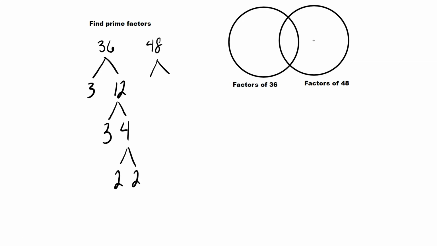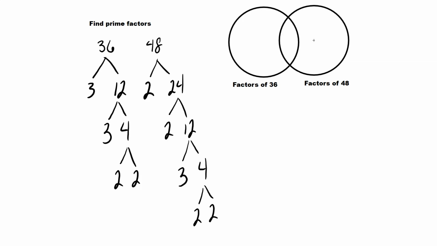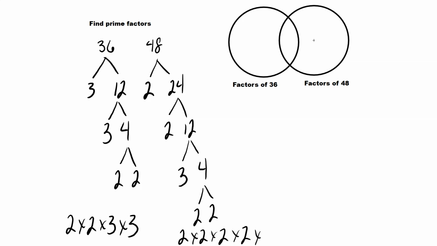The 48, I'm going to do that as 2 times 24 to start off with. 24 is 2 times 12. The 12 is 3 times 4, and the 4 is 2 times 2. So I've got all my factors now. Factors of 36 are 2 times 2 times 3 times 3. And the factors of 48 are 2 times 2 times 2 times 2 times 3.